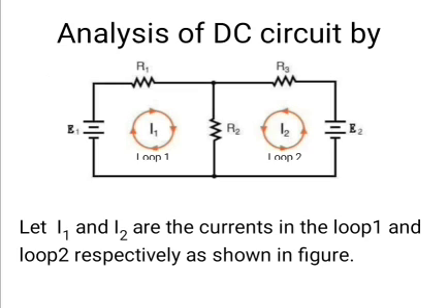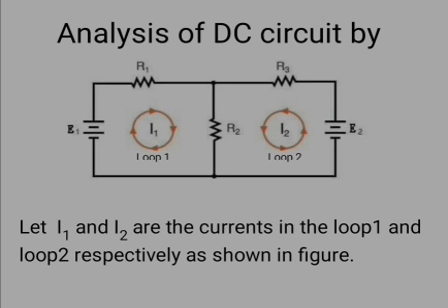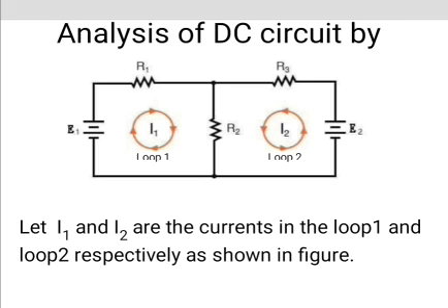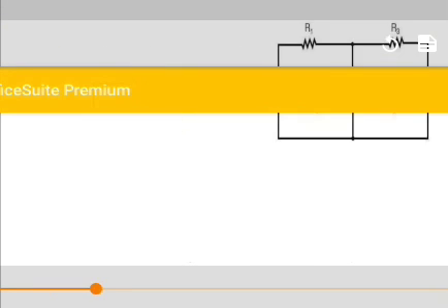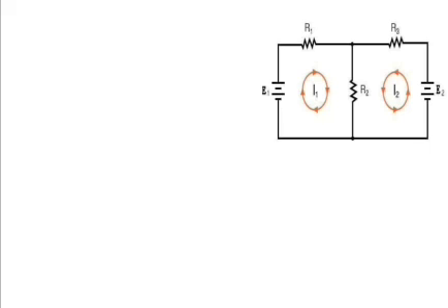Analysis of DC circuit by mesh analysis method. Let I1 and I2 be the currents in loop 1 and loop 2 respectively. Apply KVL to loop 1.